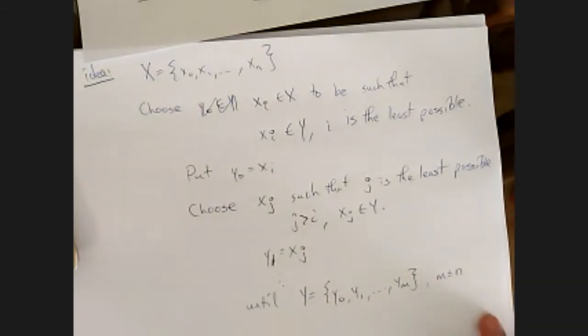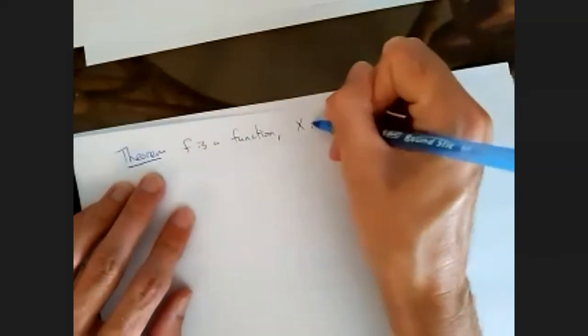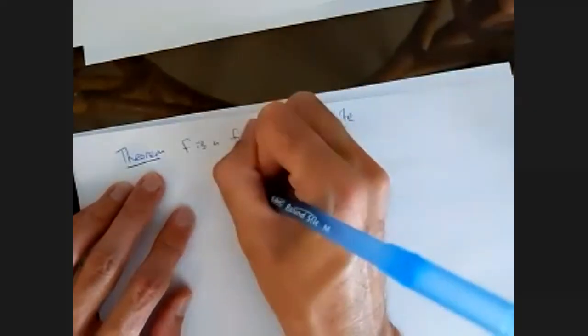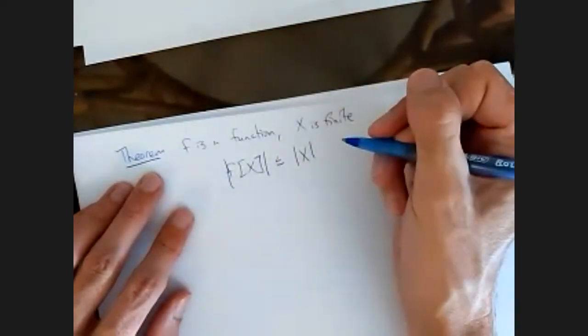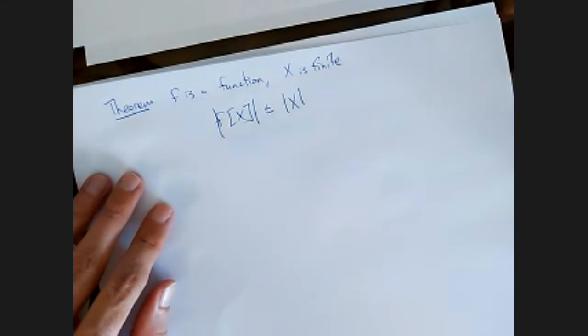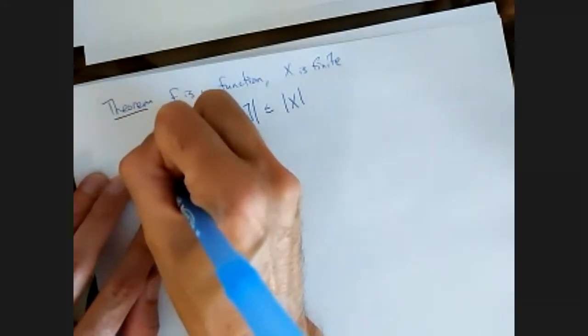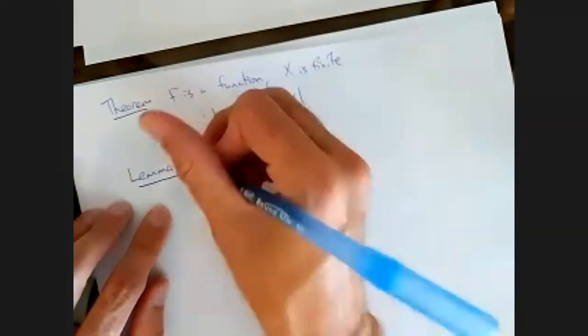Okay, some more statements about arithmetic of finite sets. If f is a function and X is finite, then f of X is finite, and its cardinality is less than or equal to the cardinality of X. I guess this is a lemma. I don't remember why I call this a lemma, but oh well.